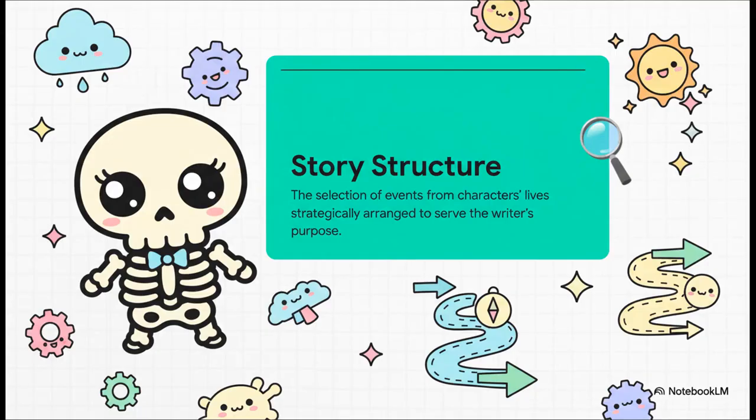So what exactly do we mean by story structure? Well, think of it like the invisible skeleton of a story. It's the strategic placement of all the key events, the turning points, the crises, the big wins, that gives a story its forward momentum and all of its emotional punch. It's what makes a story just feel right.